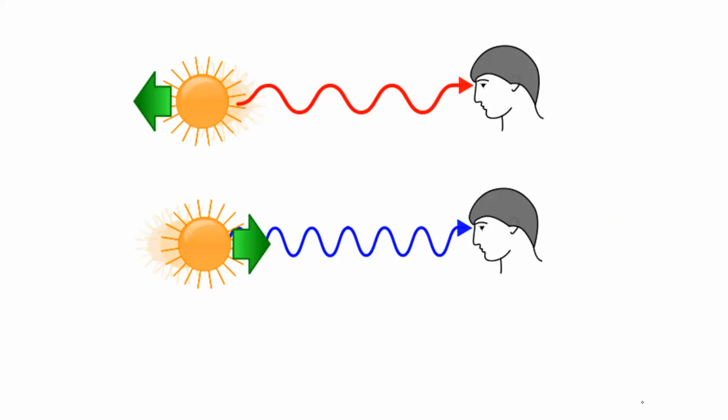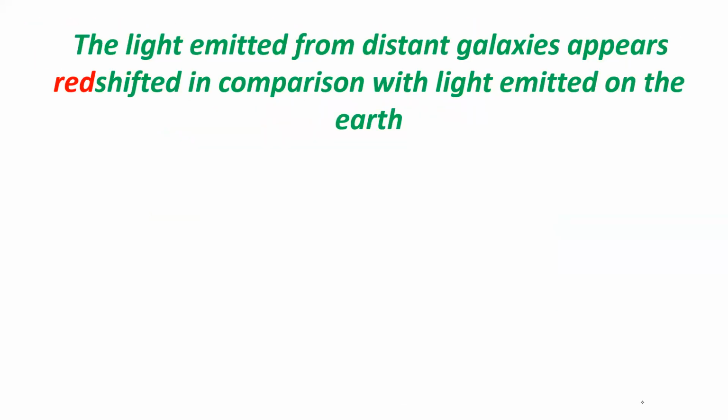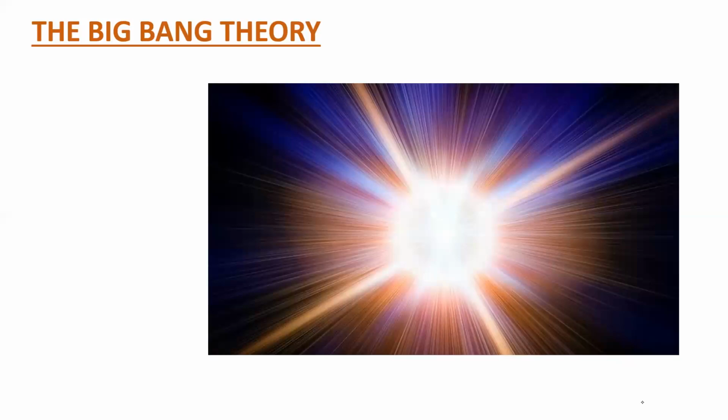Now look at this diagram. Star is going away from you, redshift. Star is coming towards you, then what is it? Blue shift. Star is going away from you, what does it mean? Redshift. And a star is coming towards you, what does it mean? Blue shift. Now, the light emitted from distant galaxies appears redshifted in comparison with light emitted on the Earth. It means the majority of stars are going away from us, which means galaxies are moving away.